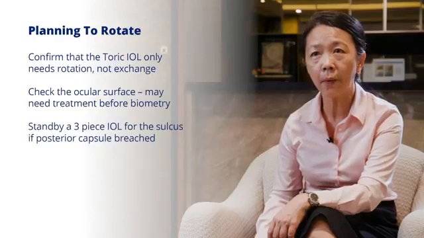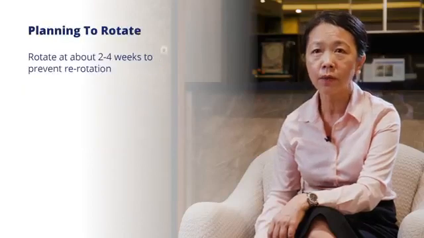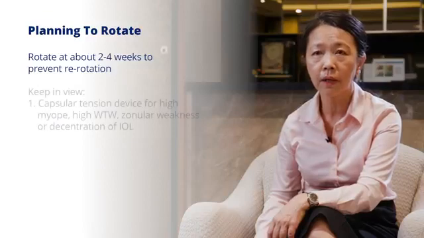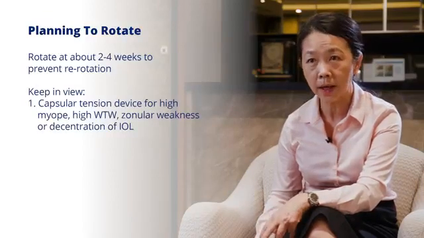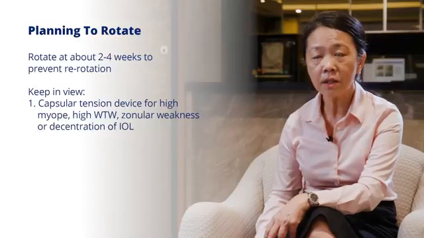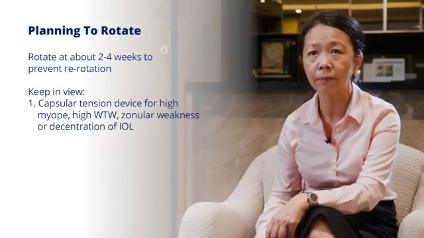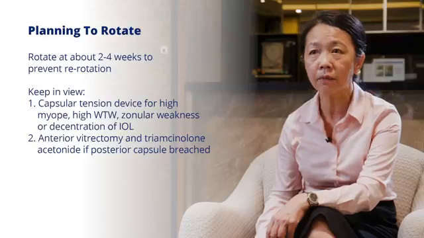Stand by a 3-piece IOL for the sulcus if the posterior capsule is breached. Rotate about 2 to 4 weeks to prevent re-rotation of this IOL. Keep in view the use of capsular tension devices, especially if you're dealing with a high myope, a high white to white, zonular weakness, or decentration of the IOL, in addition to toric misalignment. Anterior vitrectomy and triamcinolone acetonide may be needed if the posterior capsule is breached.